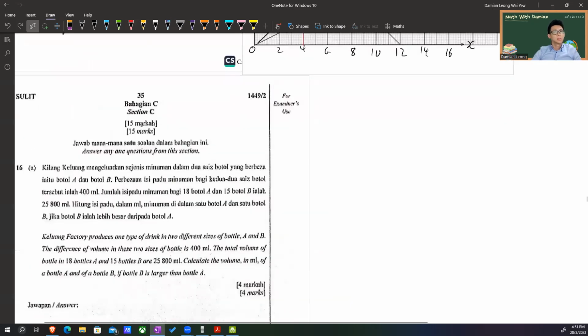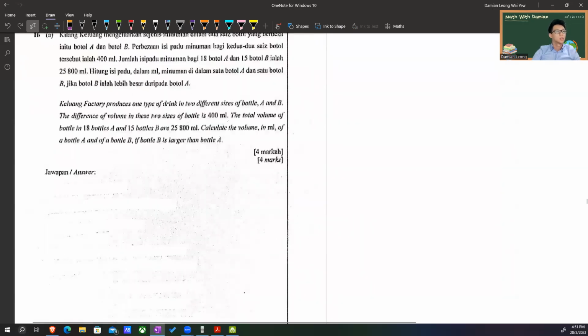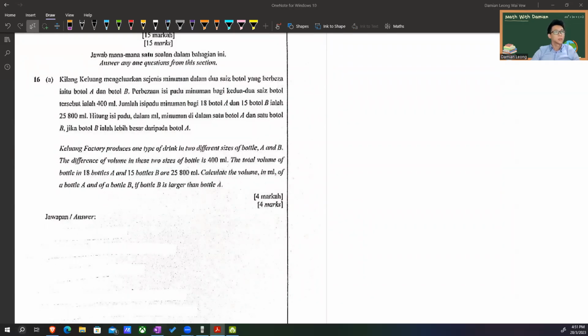Then section C. Keluang factory produces one type of drink in 2 different sizes of bottle, A and B. The difference of volume in these two sizes of bottle is 400 ml. Total volume of 18 bottles A and 15 bottles B is 25,800 ml. So calculate the volume of bottle A and bottle B if bottle B is larger than bottle A.